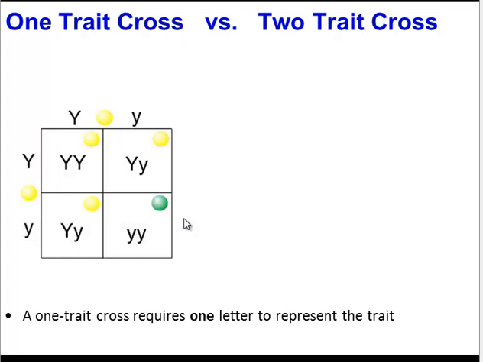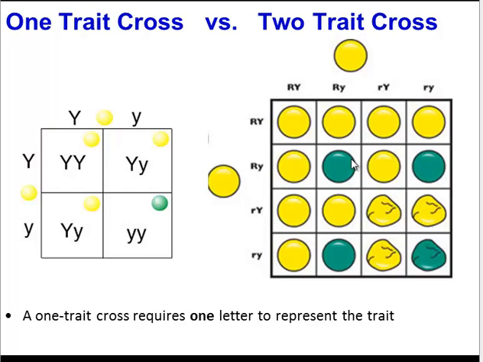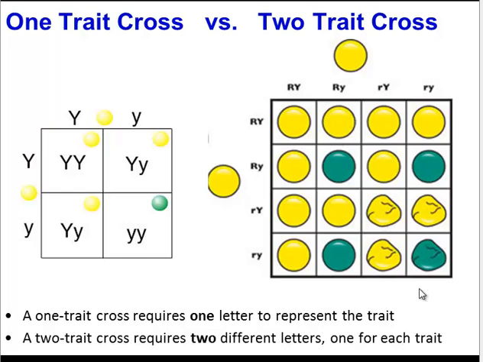But if you're doing a two-trait cross, you need, you guessed it, two letters. So in this case, we're using the letter Y again to represent the color of the pea, but then we're going to use a different letter, R, to represent the shape of the pea, whether it's round or wrinkled.